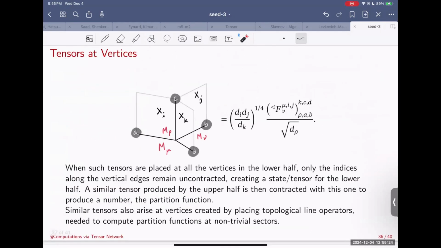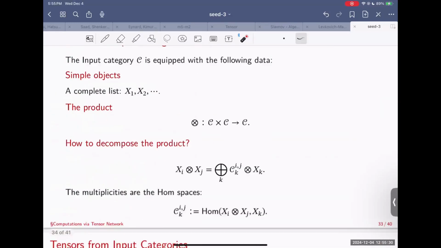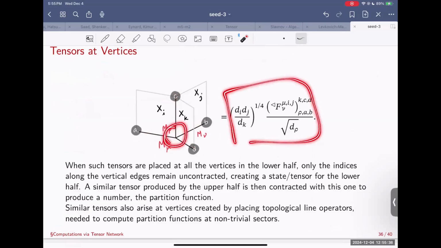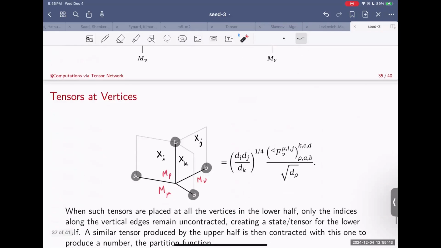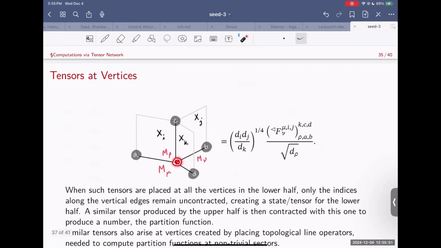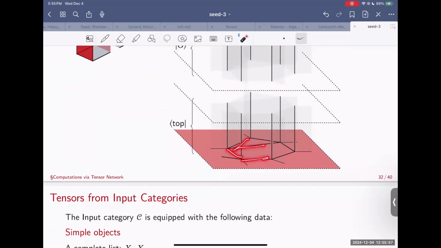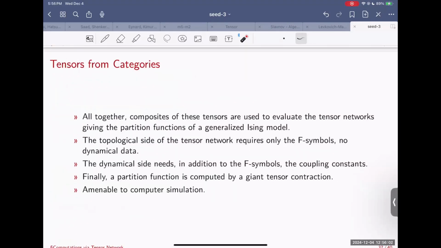So the point is, whenever I have something like this, if I zoom in here, for example, that's basically this picture: 3 edges on the bottom plate and 1 vertical edge. This tensor is literally given by these F symbols that define these kinds of isomorphisms. The details are not very important. What I'm trying to convey is that there are specific concrete prescriptions for attaching tensors to each vertex so that we can perform all these contractions and ultimately get a number, which is the partition function. Okay, so that's basically how we compute these partition functions.